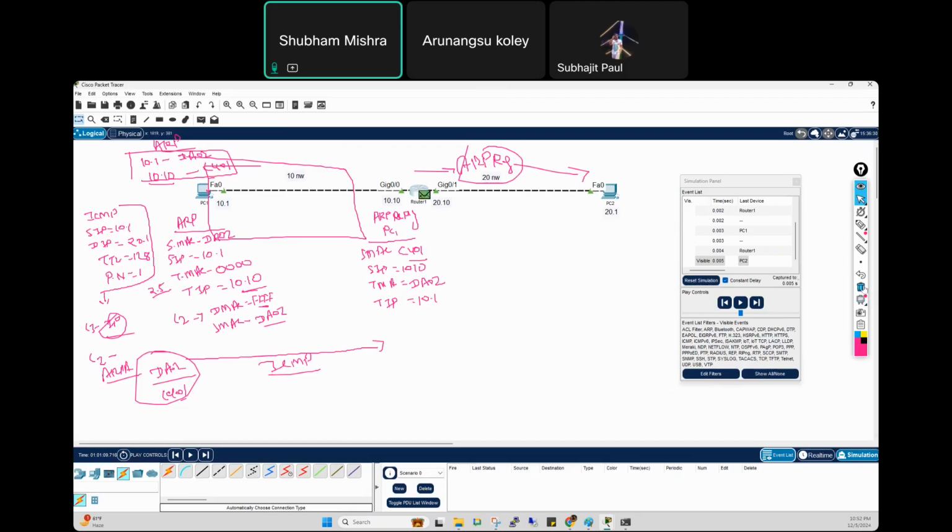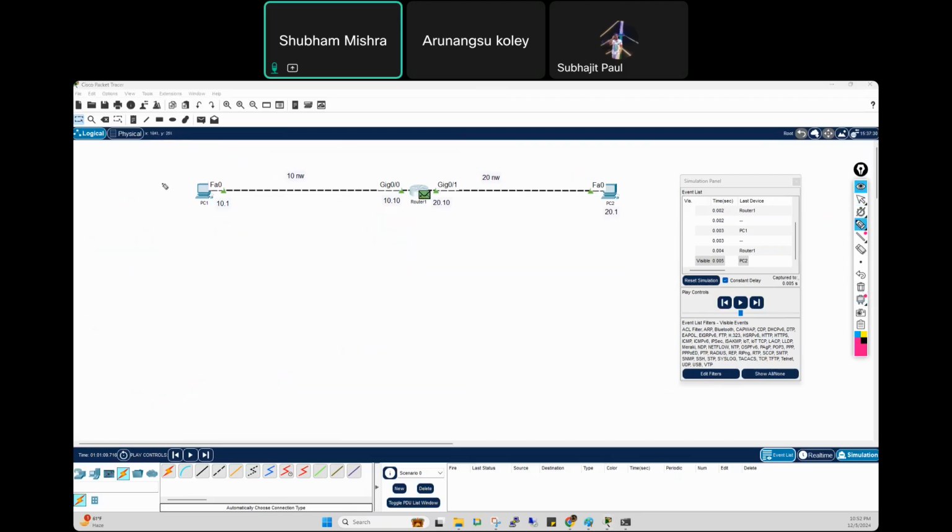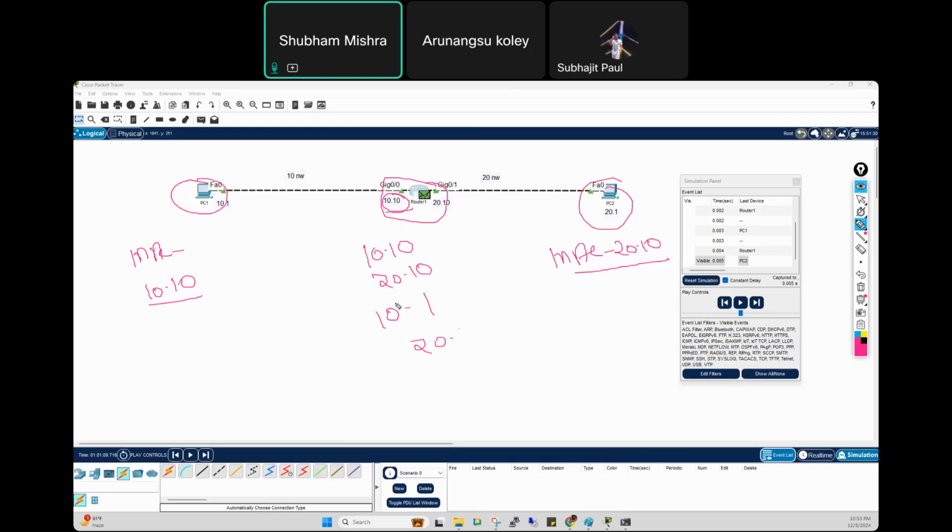Now what happened, guys? Till now what happened? Now PC number 1 knows what is the MAC address of 10.10. It means this one. Yes or no? PC number 2 knows what is the MAC address of 20.10. Clear? Yes or no? This router knows what is the MAC address of 10.10 means my MAC address, 20.10 MAC address, 10.1 MAC address and 20.1 MAC address. बताओ किसी को कोई कंफ्यूजन है तो अभी? नहीं है. इतना चीजें क्लियर है एवरीवन?